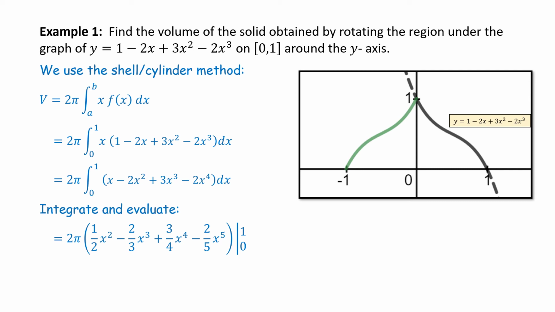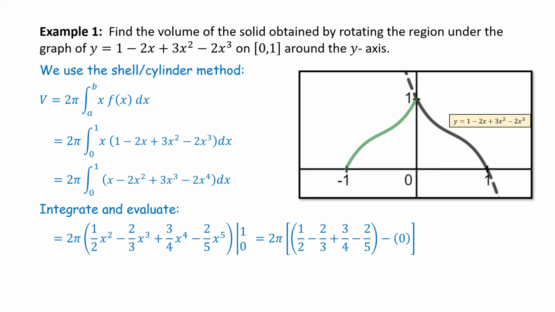That means we'll replace x with 1 every place there's an x in the integral, get that value, and subtract the value you get when you put in 0 for every place there is an x in the integral. This computes to 2 pi times, we're just putting in 1, so 1/2 minus 2/3 plus 3/4 minus 2/5. Each of those terms evaluated at 0 is just 0.